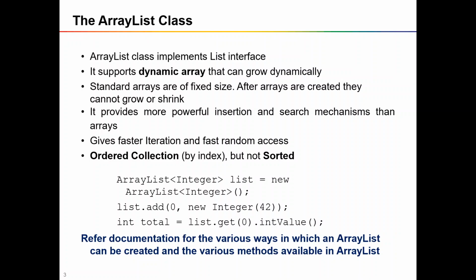If you want to perform a lot of random accessing, then ArrayList is a better choice among the collection classes. If you want to create an ArrayList in Java, this is the syntax: ArrayList, then within angle brackets you mention the type of your list. For adding an element into the ArrayList, there is the add method. For the add method, you can pass the position as well as the element you would like to add into the list. Here we are going to add the number 42 at index 0.